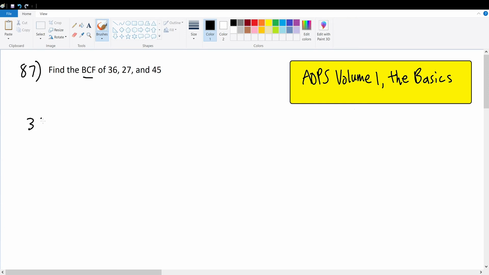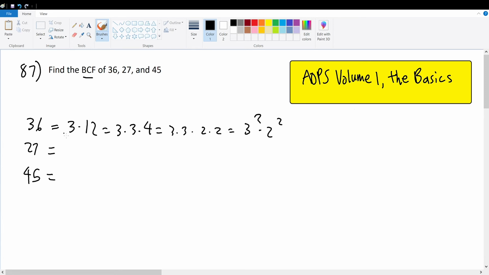So 36, 27, 45. We're going to be prime factoring them to find out the prime factors which compose these numbers. So what is 36 equal to? That is equal to 3 times 12, which is the same thing as 3 times 3 times 4, which is the same thing as 3 times 3 times 2 times 2, which is the same thing as 3 squared times 2 squared. 27 is equal to 3 cubed. 45 is equal to 5 times 9, which is equal to 5 times 3 squared.